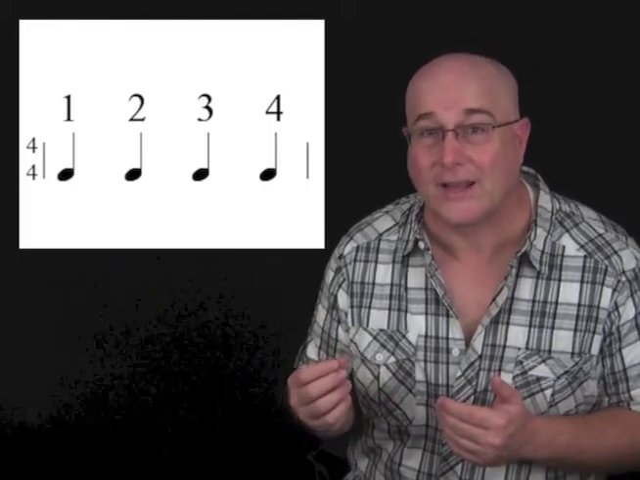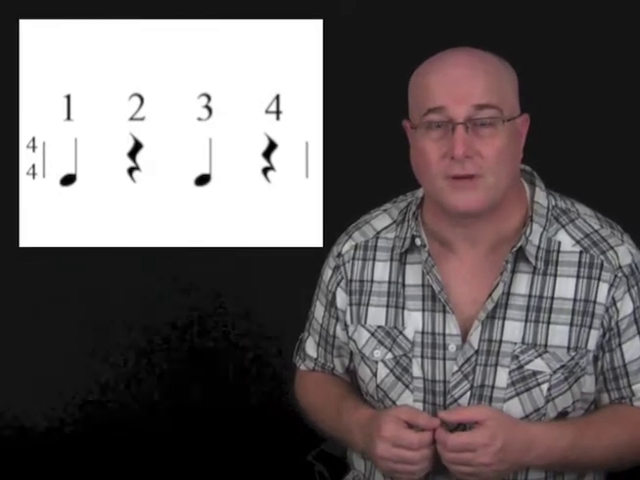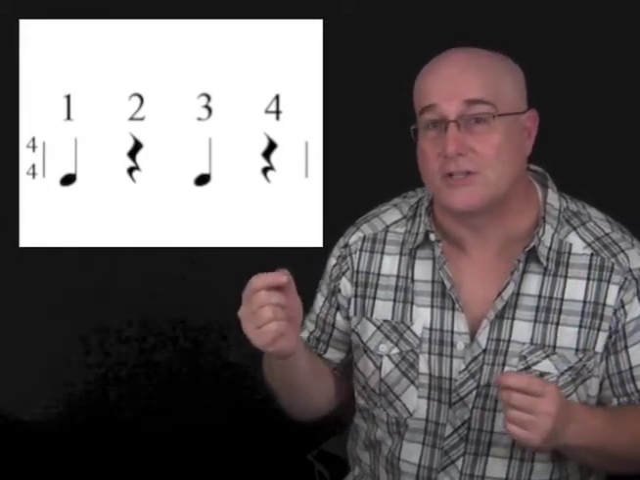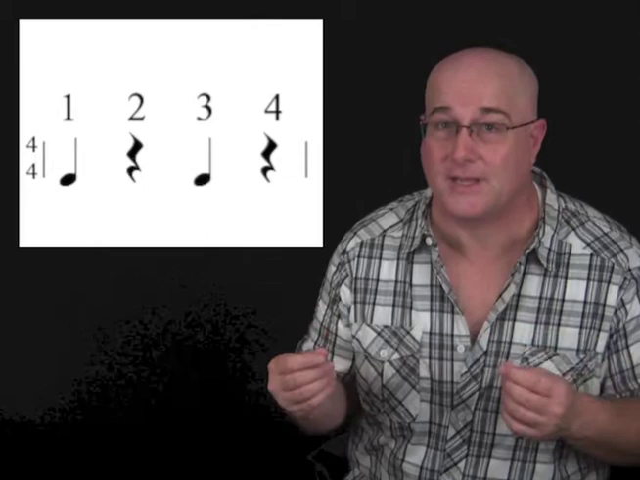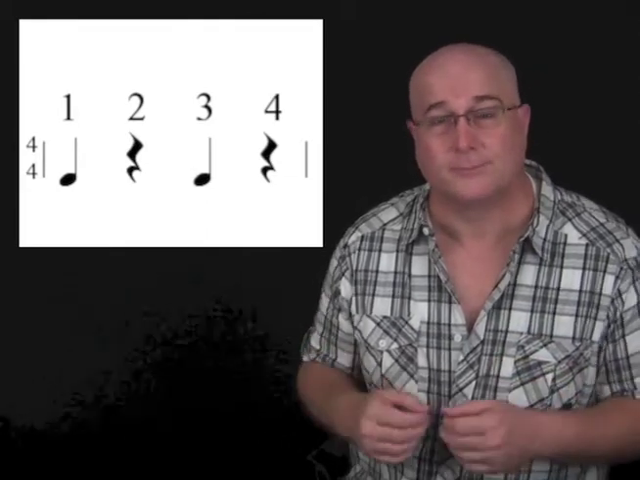1, 2, 3, 4. So I clapped every time I counted because there was a note underneath every number. Now if I put some rests in there, I'm not going to clap when I get to the rest, but I'll still count. Okay, so here's the next example, and it's going to look like this. Here we go. 1, 2, 3, 4. So you see, under the numbers 2 and 4, there were rests that time, so I didn't clap, but I still kept counting.